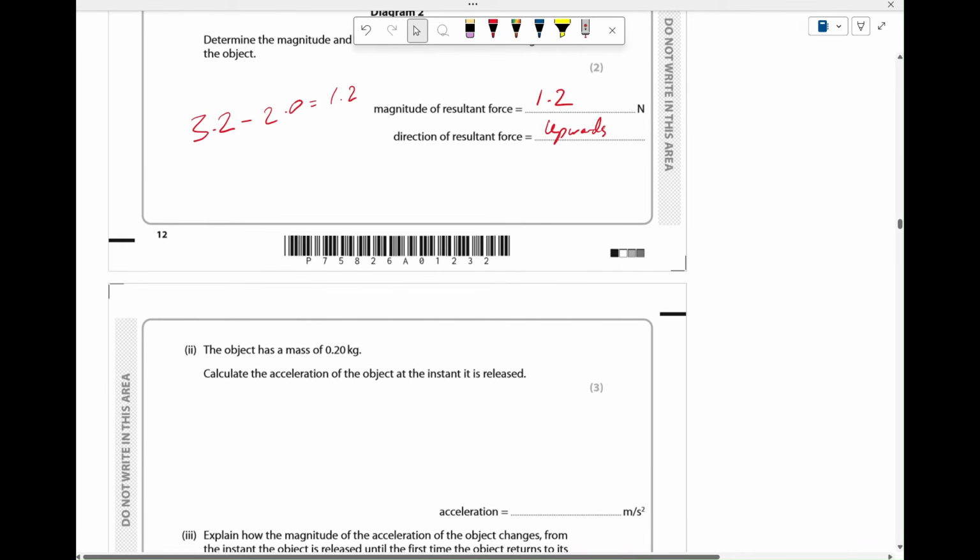And then we know a mass, don't we? So acceleration equals force divided by mass. When I say acceleration is force divided by mass, that force is the resultant force divided by 0.2. 1.2 divided by 0.2 is 6. Again, same as before, it's a 2 significant figure question. 6 meters per second squared.